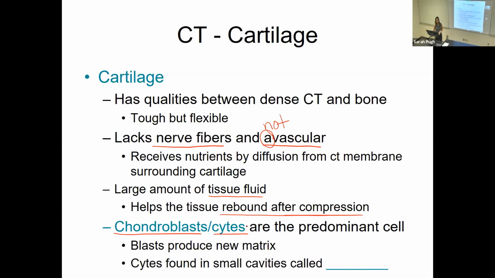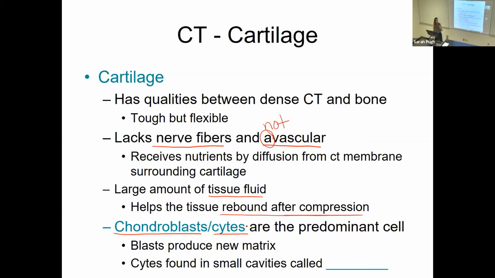So remember, when we're talking about connective tissues, I mentioned this on Monday, it always, typically except blood, follows the blast-cyte rule. We have an immature cell, and then once they've created the tissue, they become the mature cell, the cyte.